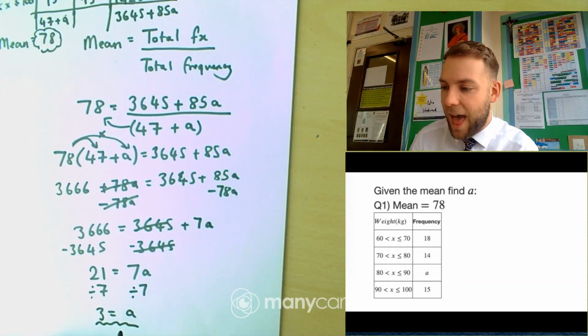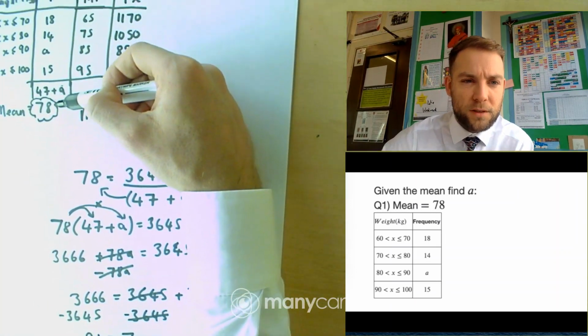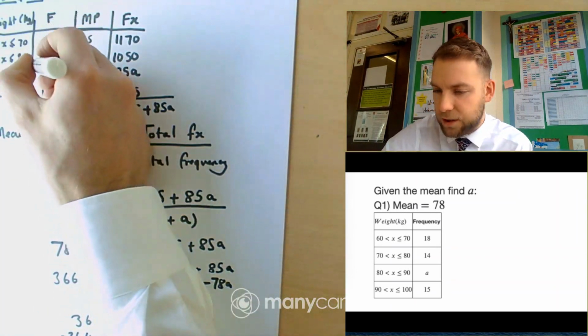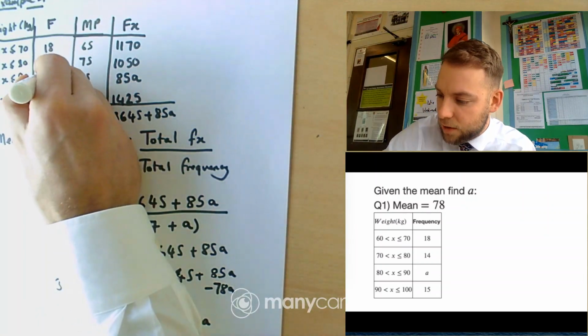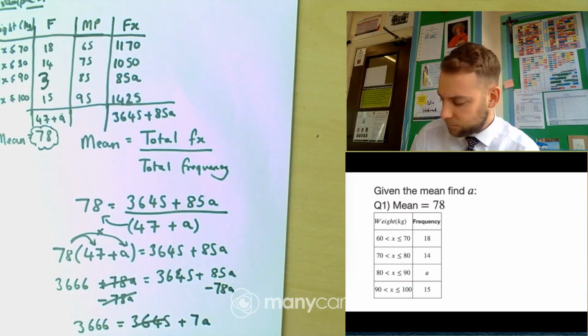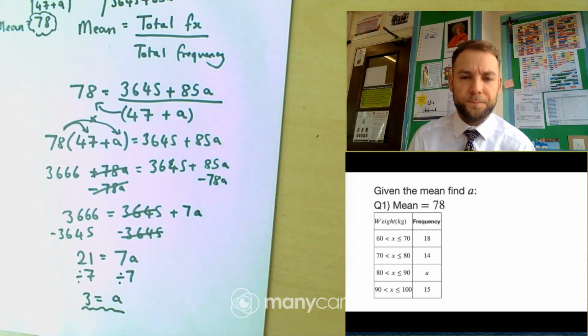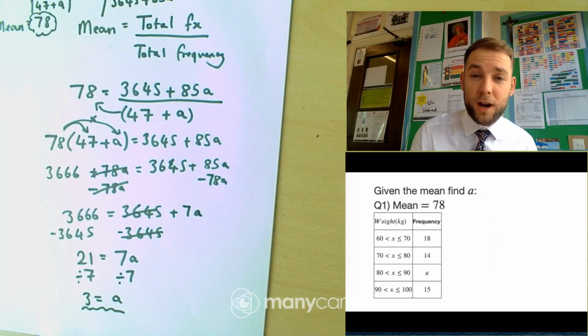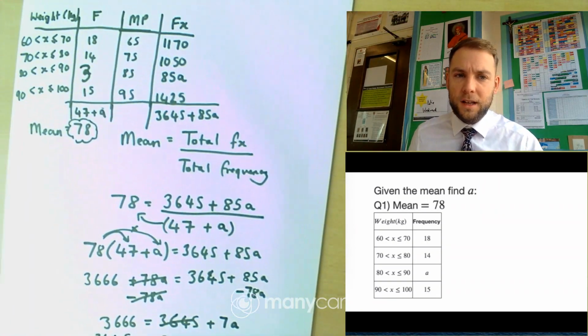Just making sure I check the question. The question is asking for a, not to find the total frequency, although we could find that out now because I know that a is equal to 3. Well, that's that question done. Okay, that was quite a tricky one.